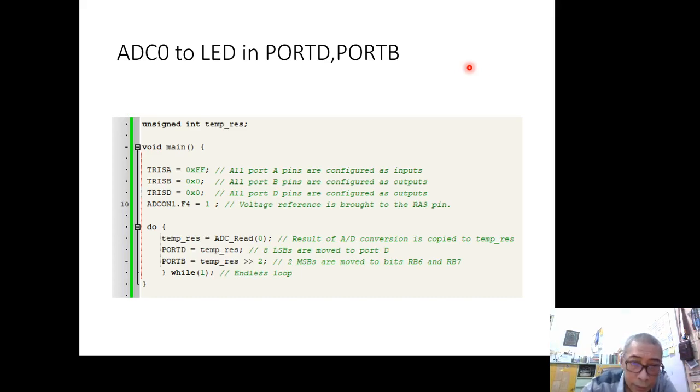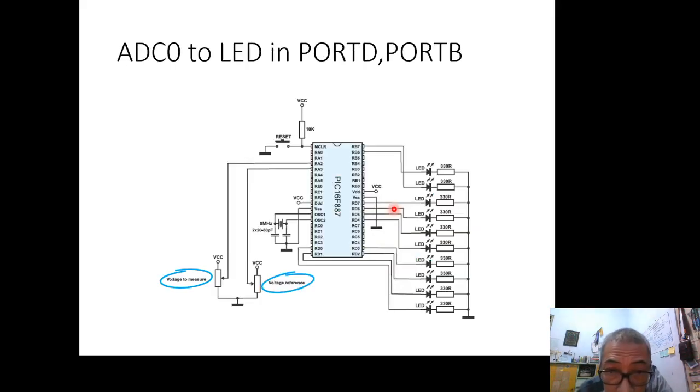So TRISA is FF because all the port is input. TRISB is 0 because we use it to send the reading of the ADC to the LEDs. Also TRISD is 0. Okay, ADCON1 bit 4 is equal to 1. This means the voltage reference is brought to the RA3 pin. The RA3 pin is right here. So this is the voltage reference and this is the voltage to measure.